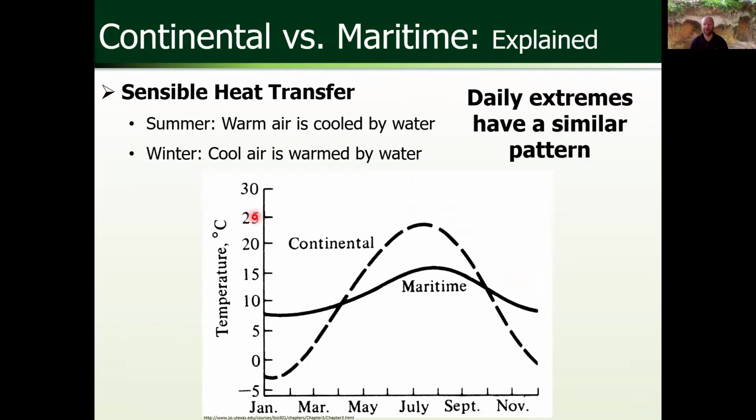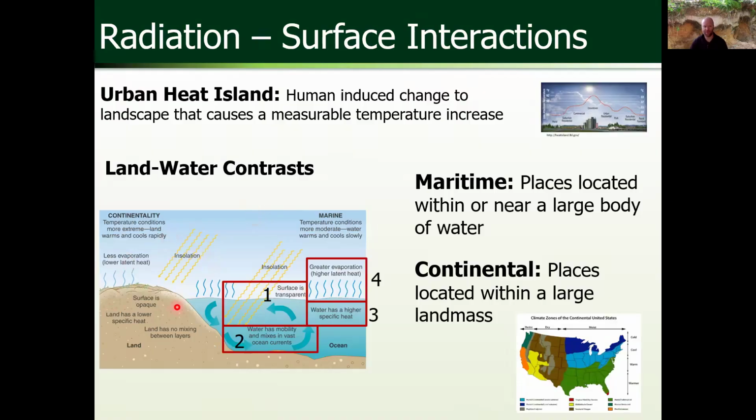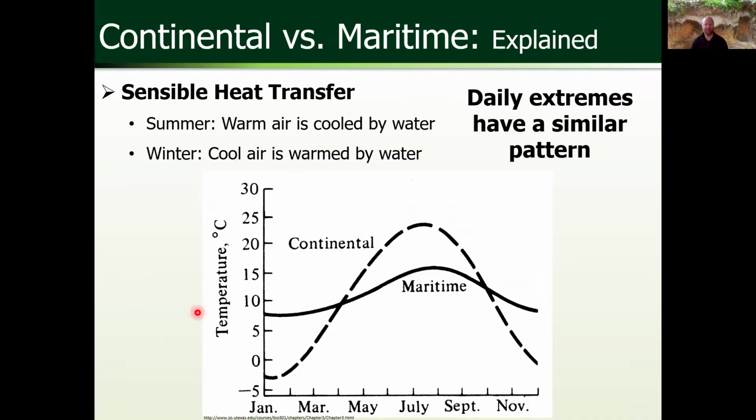Because of these differences in sensible heat exchanges, you expect the land to heat up dramatically in the summer because of the amount of energy being absorbed by Earth's surface. So a continental location in the middle of the summer should and will likely be much warmer than a maritime location, because that Earth is going to heat up rapidly.